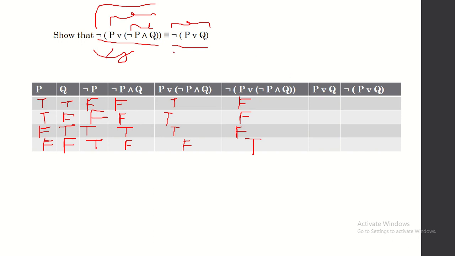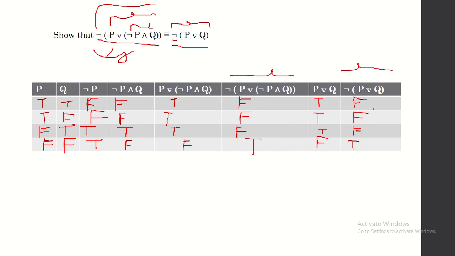So P or Q. At first we need to complete P or Q. We have P and Q both. So this is true, this is true, this is true. Only this is false, as both P and Q are false. So the last part is the negation part, so this will be the opposite, right? So false, false, false, true. So now we can see that both this part and this part have the same output, right?